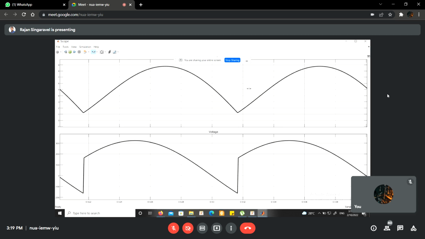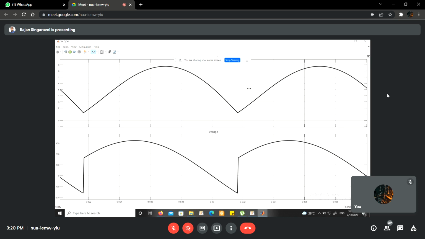When you keep on increasing the inductor value, or when you keep on increasing the firing angle, the negative part of the voltage appearing across the load will keep on increasing. At one point of firing angle, for example alpha greater than 90 degrees, like 110 degrees or 120 degrees, the amount of positive voltage will be much lesser than the quantity of the negative voltage.